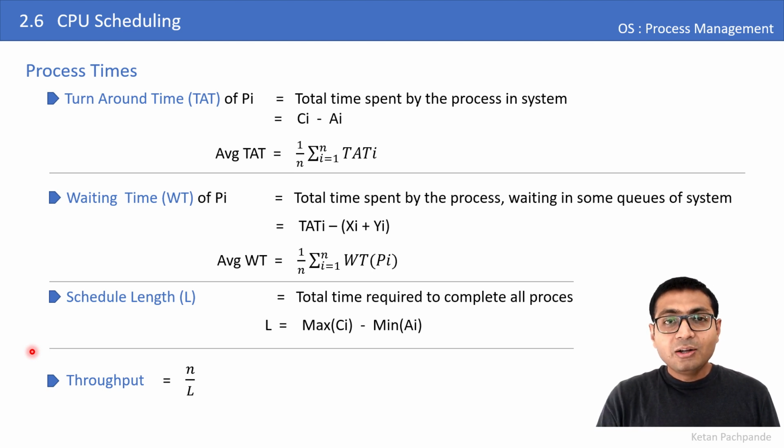Let me give the analogy once again. Let's say 5 hours is the schedule length. In 5 hours, let's say 100 people came to the event and were served for any purpose. So I can say that in 1 hour, the system has served 20 persons. That's why I can say that the throughput of the event is 20 persons per hour.